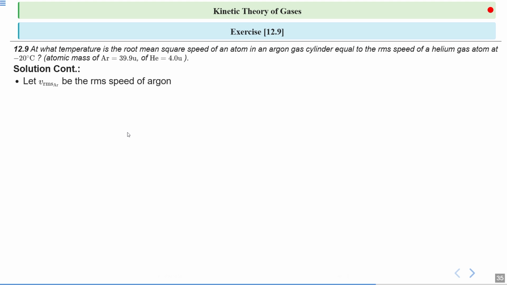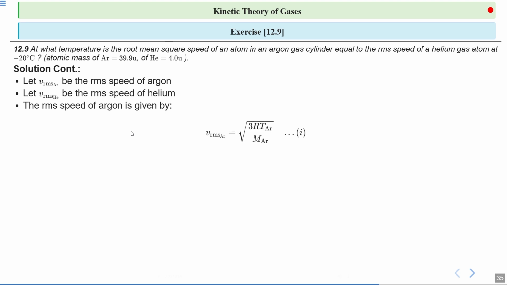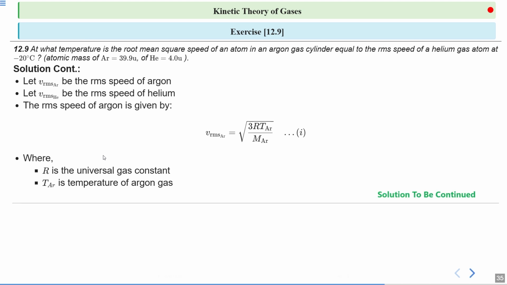Let's denote Vrms argon as the RMS speed of argon, and Vrms helium as the RMS speed of helium. The RMS speed of argon is given by Vrms argon = √(3RT_Ar/M), where R is the universal gas constant and T_Ar is the temperature of argon gas.